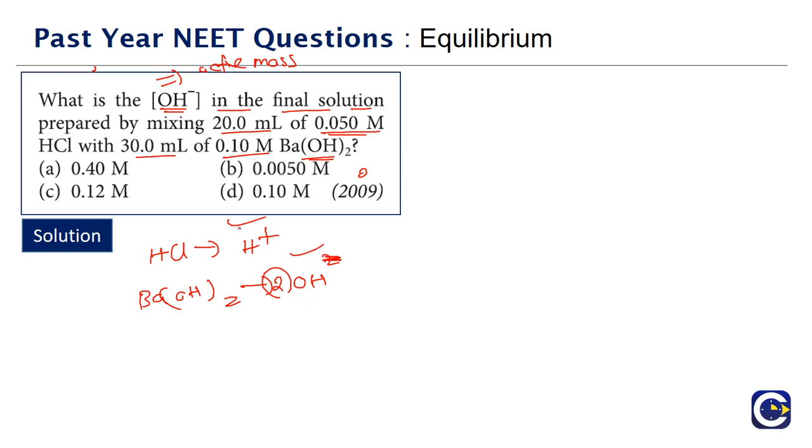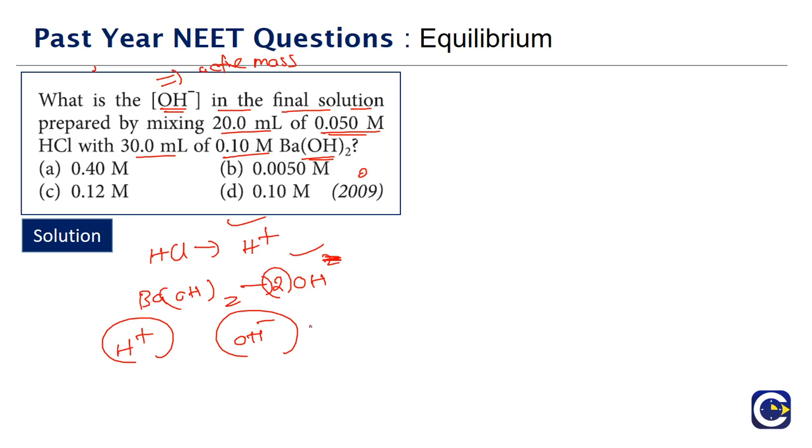Since they are asking what is the OH minus ion concentration in the final solution, we will see that the OH minus will be in excess after neutralization, because every one H plus will be neutralized by one OH minus. After neutralization we will be having extra OH minus. That is why they are asking us what is the OH minus concentration.